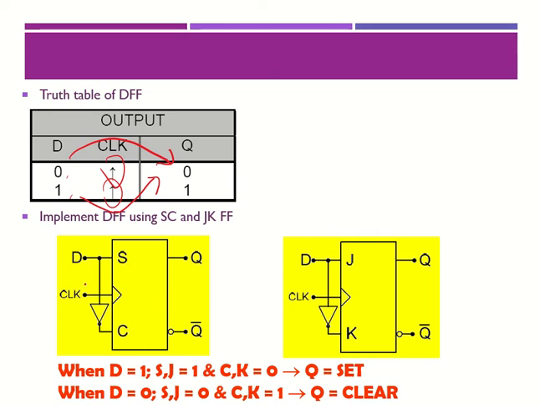When D is 1, because D is 1, this becomes 1 and this becomes 0, so this will be set. When D is 0, this will become 0 and this becomes 1, so this will be clear. So when you have a 0, it will be clear. You can always refer to the truth table.